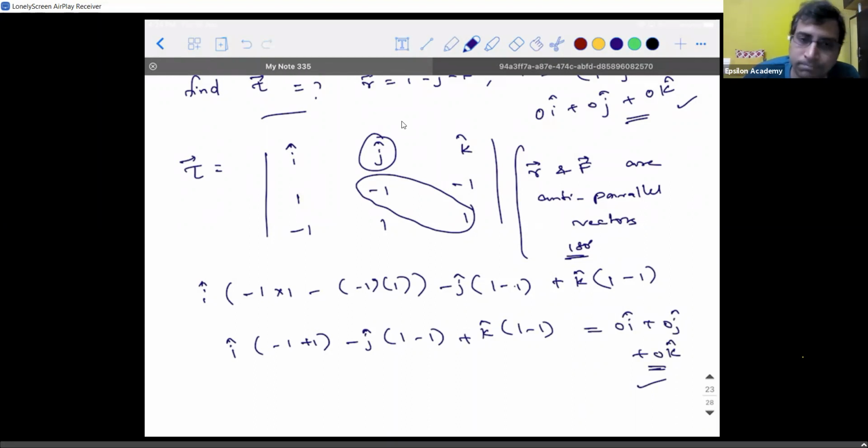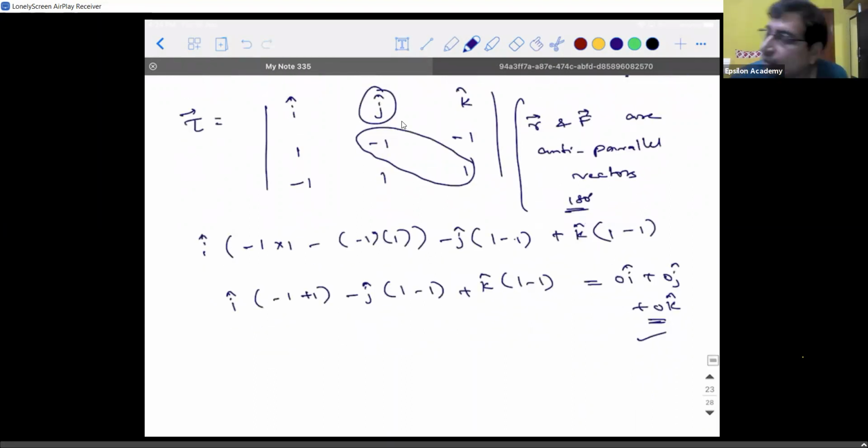So what I'm trying to say is, here there is no torque acting at all. That is the meaning. To speak in terms of mathematics, yes, there's the answer. To speak in terms of physics, if you ask, is there any torque acting on that particular object? The answer is no, because it's a complete zero value.